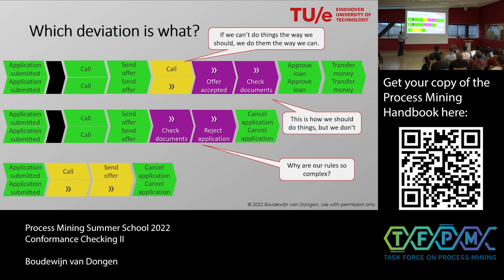This is why we have all kinds of stupid rules. So why would I check documents and reject the application if in the end the customer wants to cancel it? What kind of stupid rule is that? Why don't I just cancel the application and forget about it? Or, well, there are some things in the data. Yeah, they're exceptional. Yeah, I sent an offer, but you know what? Let's pretend it didn't happen. This is just an exception, and well, it proves the rule. So try to interpret these things always at the process level.